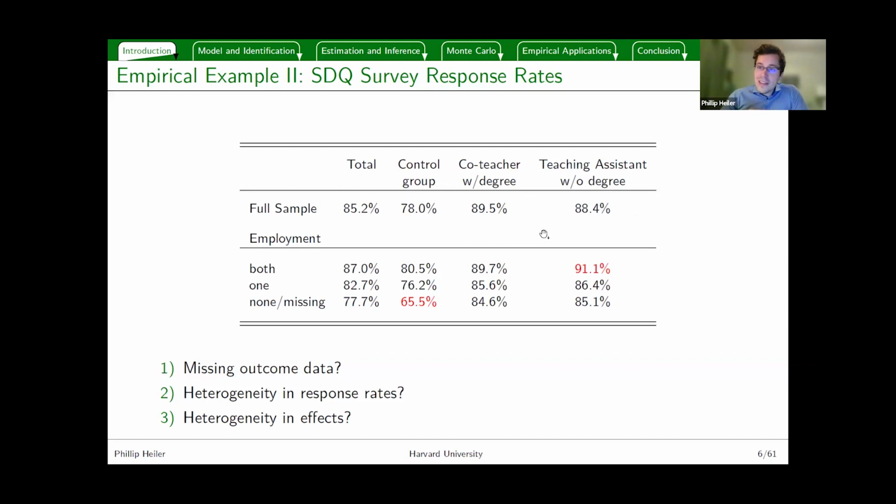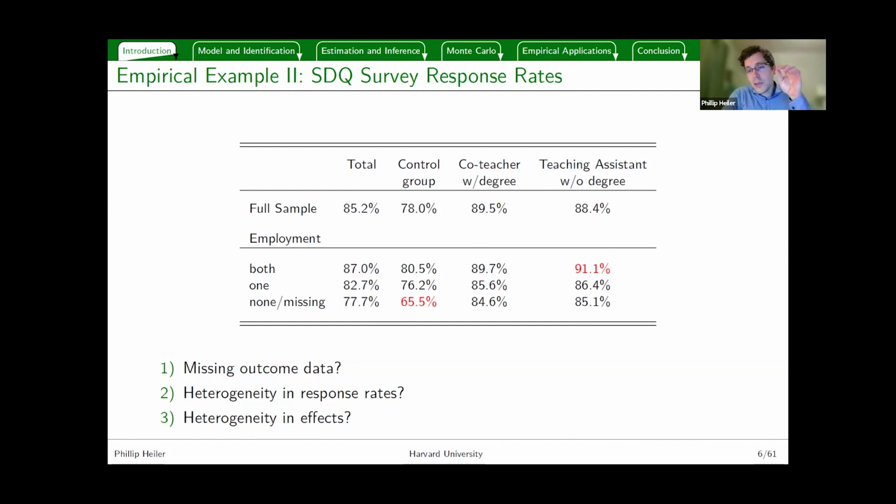Now, on top of that, it also varies within different strata that define, for example, socioeconomic status of the students. So here's just one example. If you look at the employment status of the parents, we see quite some substantial variation between different groups. So the largest, the high socioeconomic status where both parents are working in the particular treatment arm with teaching assistants without degree, they had a over 90% response rate, while for the lowest socioeconomic status in the control group, they only had about a 65% response rate. So there's definitely heterogeneity in these response rates.